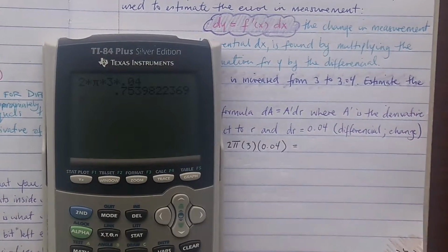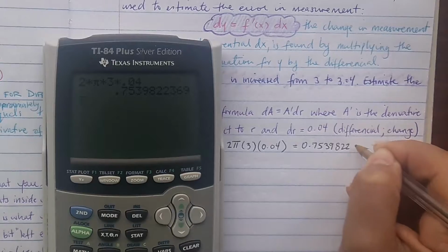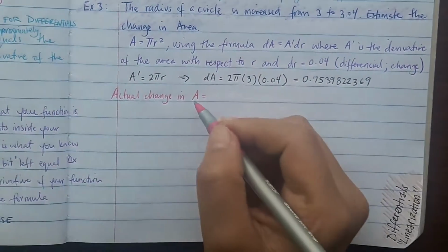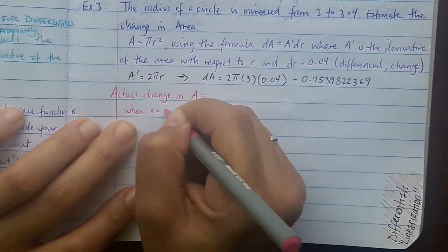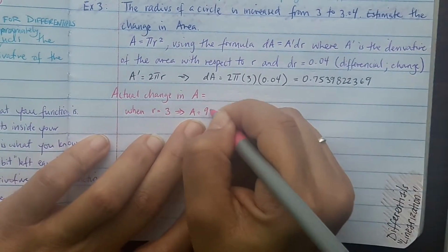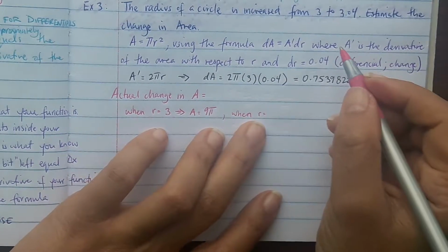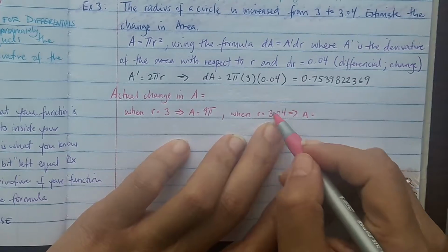So you're going to get 0.7539822. Now, what's the actual change in the area? So the actual change in the area is what it becomes minus what it originally started off with. So when the radius is 3, the area is 3 squared, which is 9, so 9 pi. When the radius is 3.04, the area is the radius squared, which is 3.04 squared times pi.